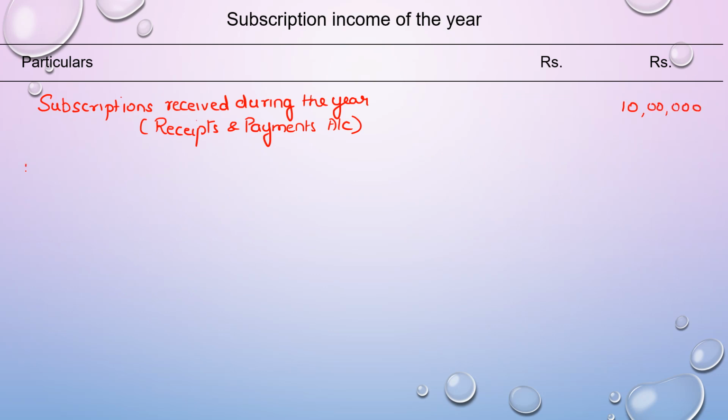Then we write, as we know from the question, that there is an add item which is outstanding at the end of the year, and we have one more item, that is advance at the beginning of the year.